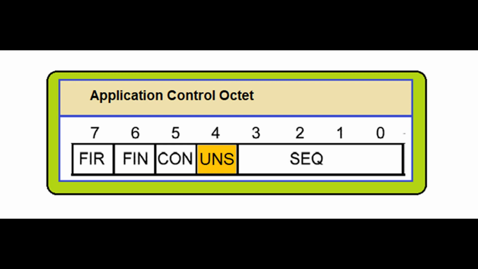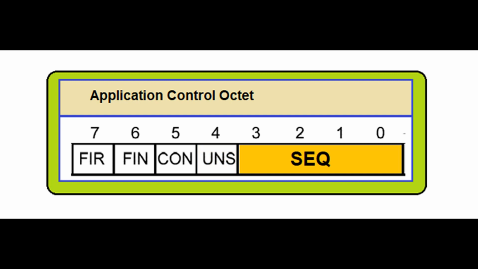Continuing on with other bits in the control octet, UNS indicates that this is an unsolicited message. Unsolicited messages are discussed later, but basically there are 2 types of messages sent from an outstation. Solicited messages are sent in response to requests from the master. Unsolicited messages are sent spontaneously by the outstation to report events, and only if the outstation is allowed to send unsolicited messages.